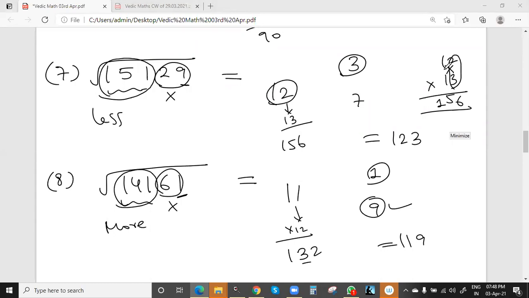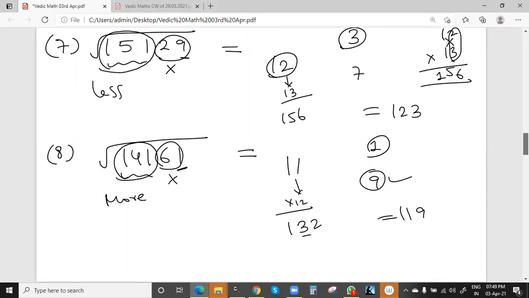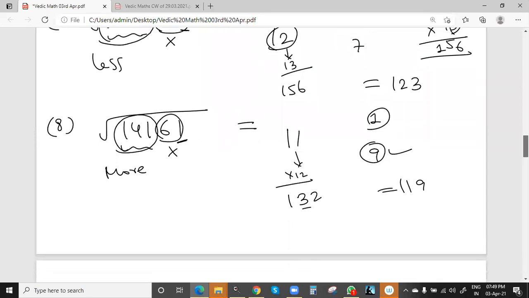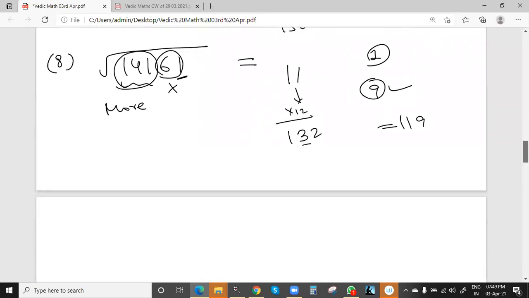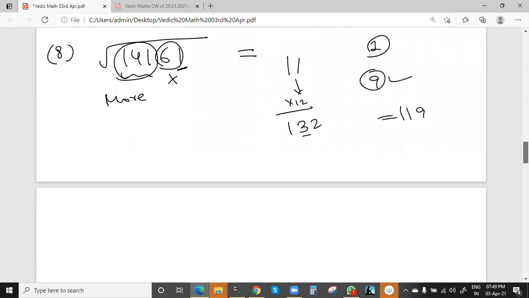Anyone having doubt, please write IDK in the chat or directly ask me. I'm having no doubt, sir. Good. Same process every time you have to do to get the answer. It's very similar to finding the cube root. Next question we'll see.